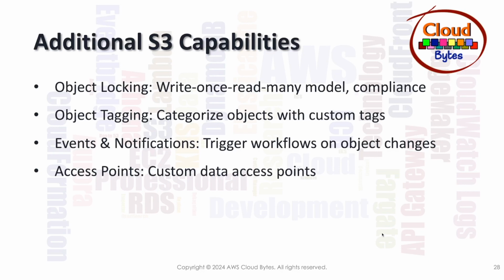Let's look into additional S3 capabilities. I don't have a lot of information on these slides about them because it will be too big to discuss, so I'm just giving an overview. Object locking allows you to place retention locks on objects for governance compliance and write once, read many use cases. It helps in prevention of accidental deletion or modification of data.